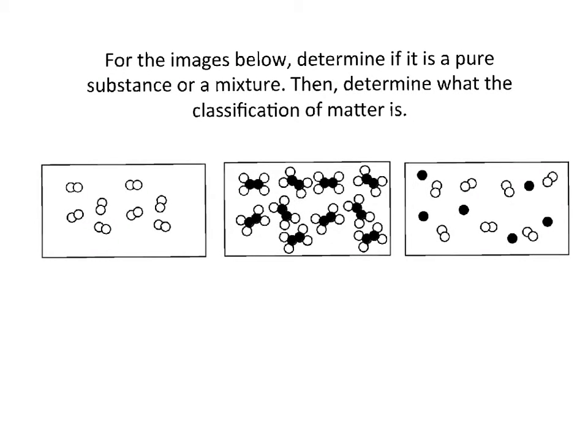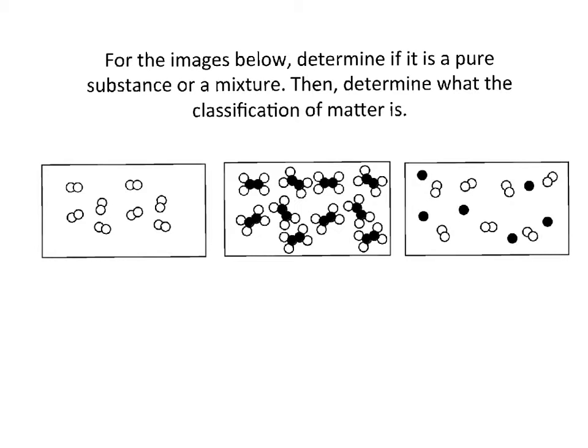In this question, we are asked to determine first if the pictures shown are pictures of pure substances or mixtures. Once we've identified that, we're then asked to determine what the classification of matter is. Namely, we're asked to figure out if it contains elements, molecules, and/or compounds. So the first thing, let's go through each picture and figure out if it's a mixture or a pure substance.